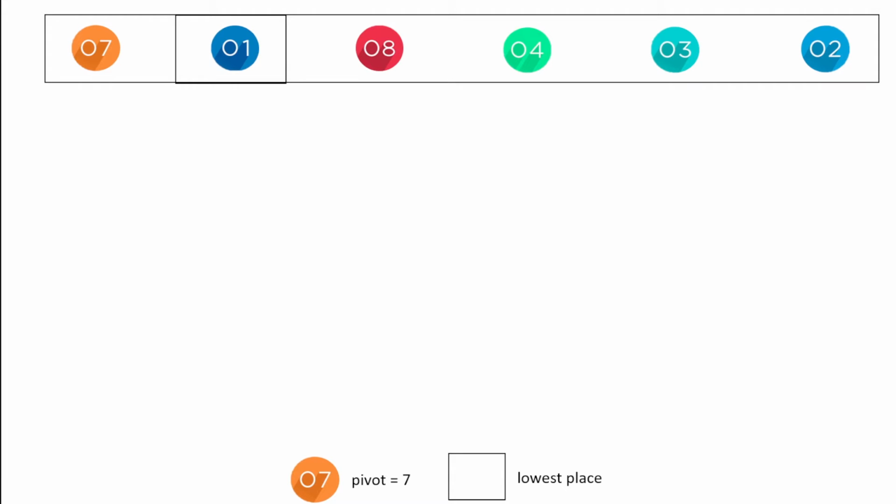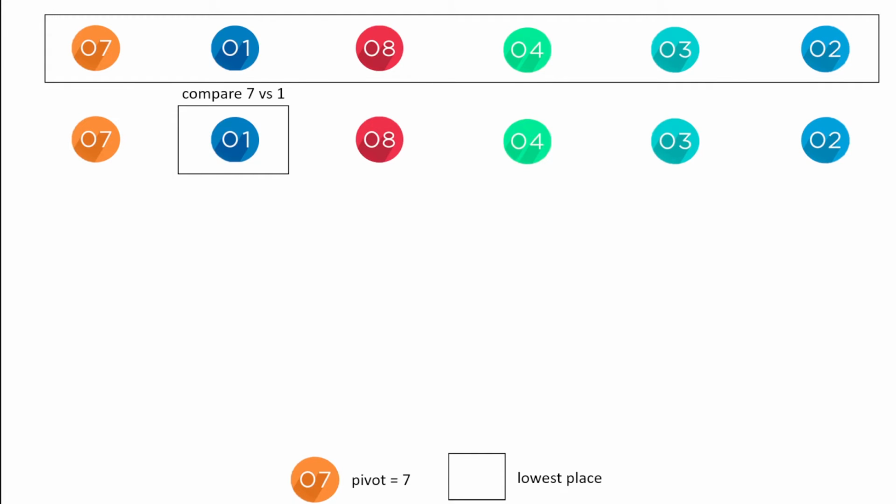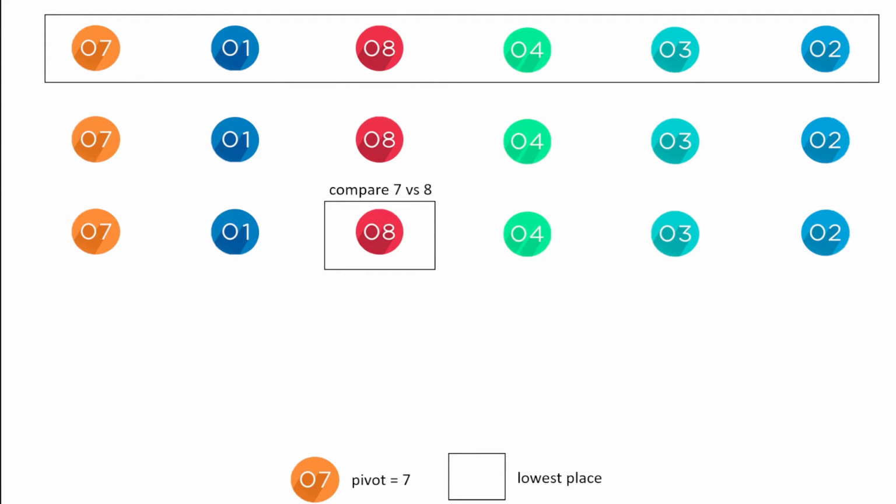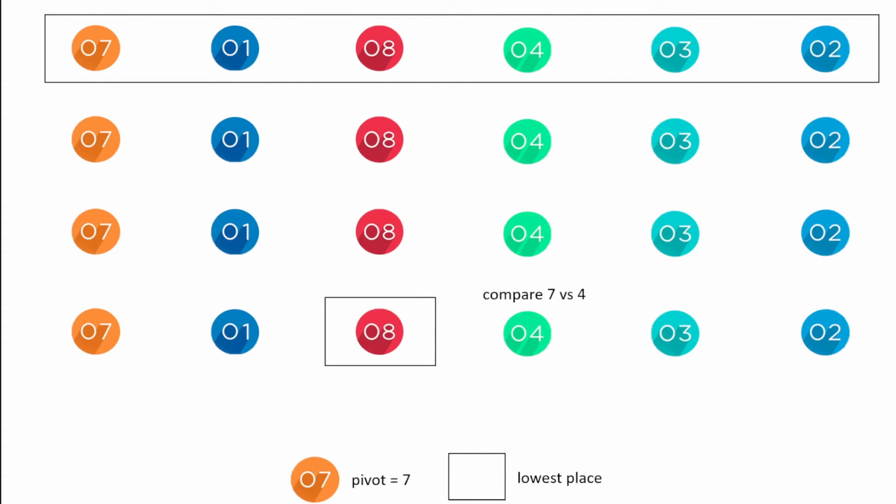So here we've got pivot 7 and the lowest place you can see in the box. Now we compare 7 and 1. Well, 1 is lower than 7. So here we're just going to move the lowest place onto the number 8. Now the number 8, we compare that with 7. Well, that's not lower, so we just move on. Compare 7 and 4. Well, 4 is lower than 7, so we need to swap the 4 and 8.